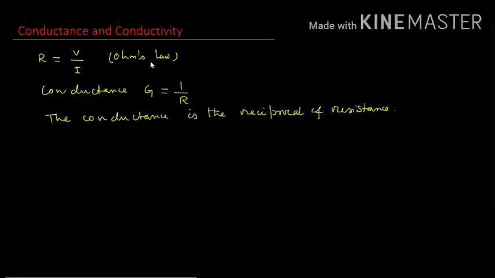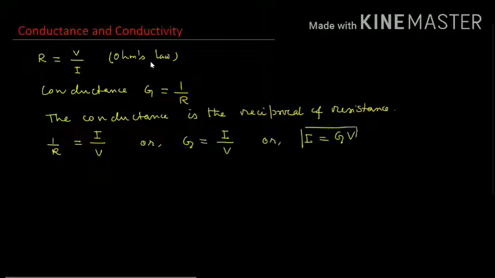We can write Ohm's law in terms of conductance. R is V by I. So we can write 1 by R is equal to I by V, or G is equal to I by V, or I is equal to GV. I is equal to GV. So this is also Ohm's law.